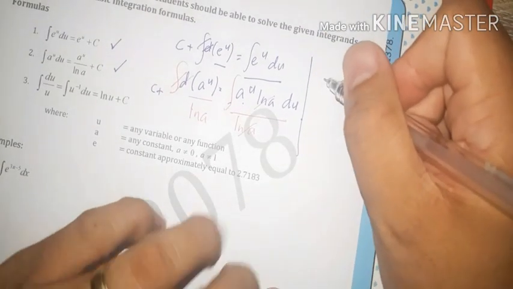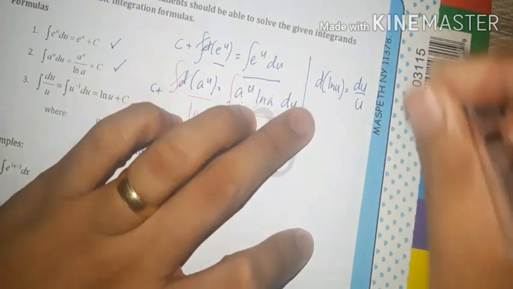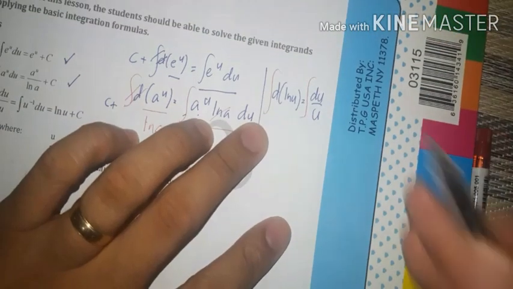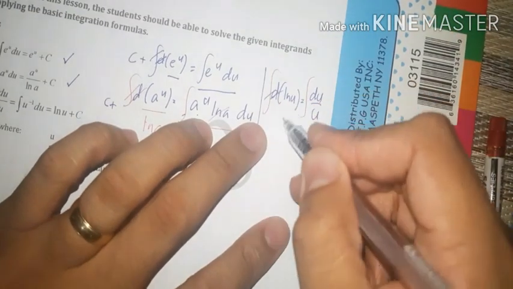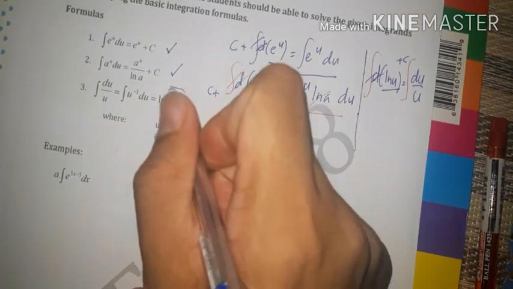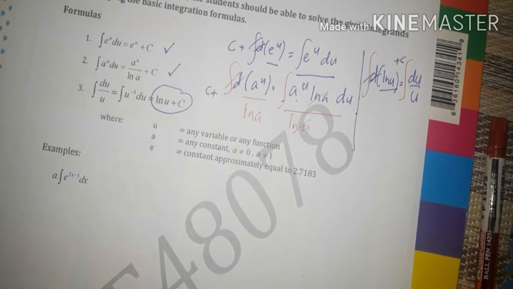Lastly, we have derivative of ln of u is equal to du over u. If I'm going to integrate both sides, integral of du over u is simply ln of u plus an arbitrary constant c. So that's why we have this as our answer for integral of du over u.